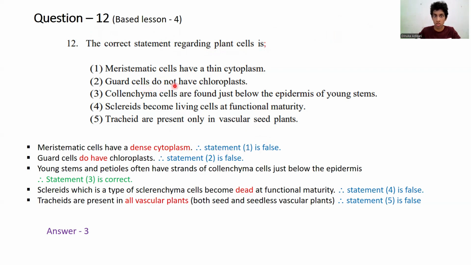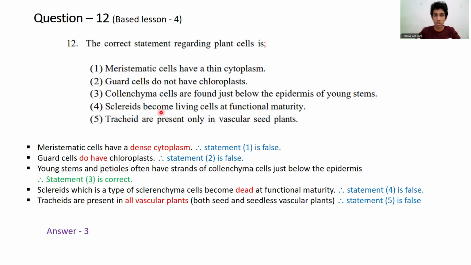Guard cells do not have chloroplast. No, guard cells do have chloroplast. Therefore, statement 2 is also false. Collenchyma cells are found just below the epidermis of young stems. Yes, young stems and petioles often have strands of collenchyma cells just below the epidermis. They give mechanical support for the young stems and leaves. Therefore, statement 3 is correct.